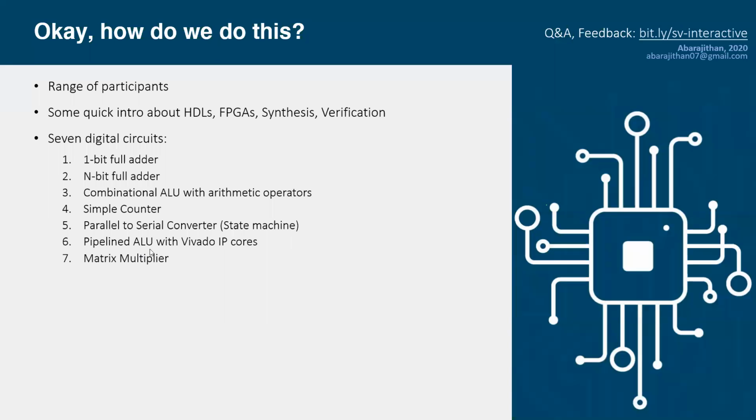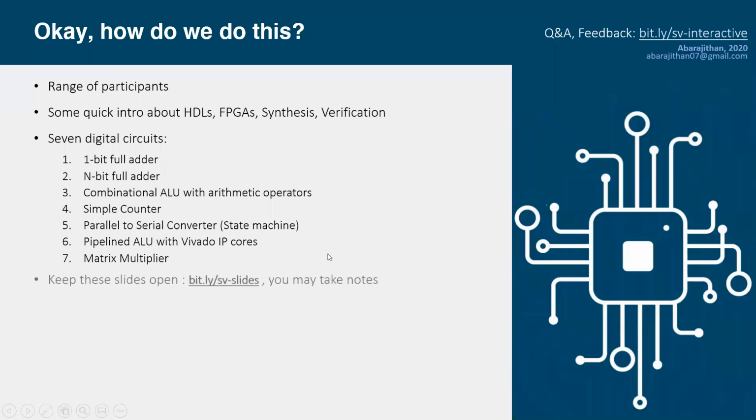Then we will do another ALU, the same arithmetic logic unit, but this time using IP cores. IP cores are circuits designed by somebody else, and they are available to us. So we'll be using them and making an arithmetic logic unit. And finally, we'll be building a matrix multiplier. That's a little bit advanced example.